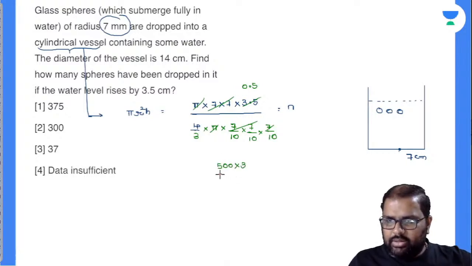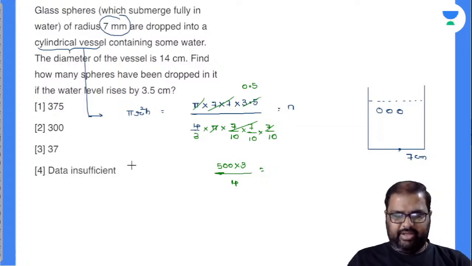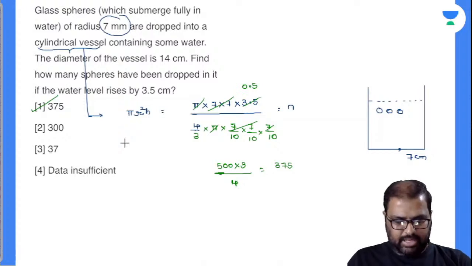Am I right or wrong? So it is 500 into 3 by 4. Now what will be the value here? Is it 375? Yes, it is 375. Your option number 1, beta. Total 375 glass spheres can be accommodated in this cylinder. This is the answer.